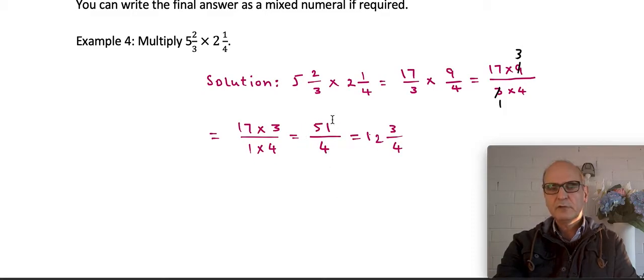But if I want to write it as a mixed numeral, you need to divide 51 by 4. If you divide 51 by 4, you get 12. But 12 lots of 4 makes 48. So from 51, you have 3 left over. That leftover becomes your new numerator, and the denominator stays the same. So if you want to write your answer as a mixed numeral, that is your answer.